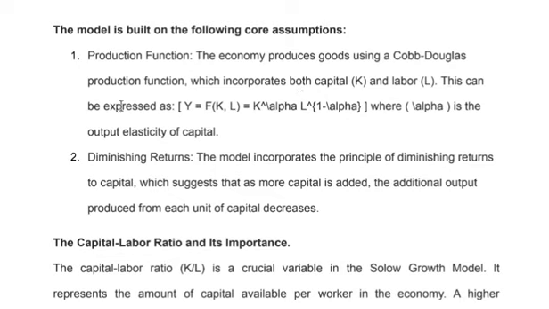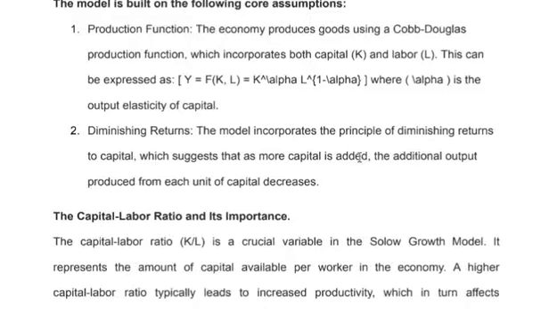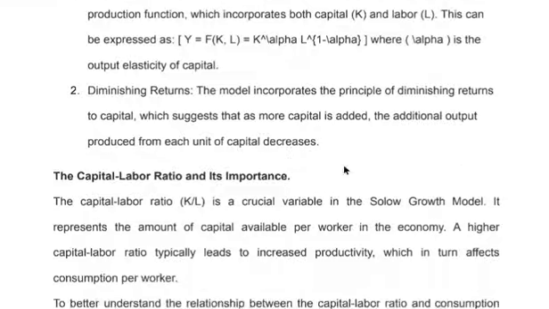This can be expressed as Y = F(K, L) = K^α L^(1−α), where α is the output elasticity of capital. Diminishing returns. The model incorporates the principle of diminishing returns to capital, which suggests that as more capital is added, the additional output produced from each unit of capital decreases.